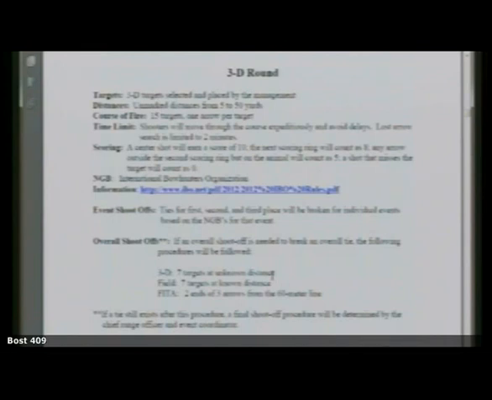This is an unmarked distance from 5 to 50 yards. Lost arrow search is limited to 2 minutes. Scoring is IBO scoring without center X's. A center shot will earn a score of 10. The next scoring ring will count as 8. And any arrow outside the second scoring ring but on the animal will count as 5. A shot that completely misses the target will count as 0.